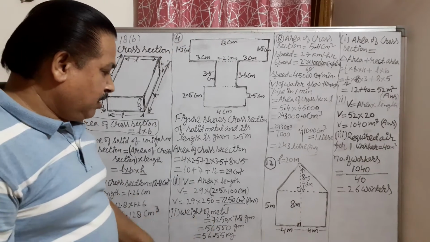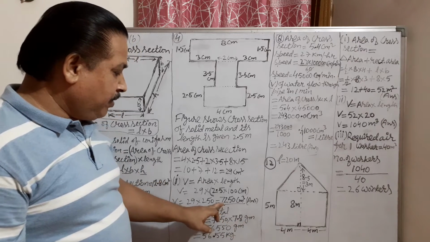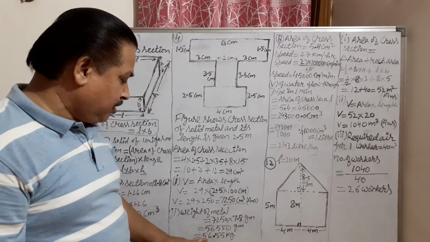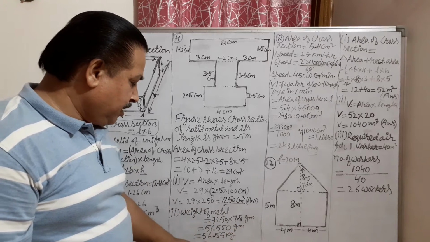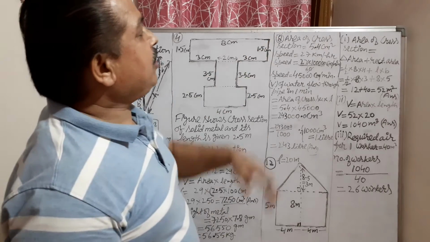Now find the weight. 1 centimeter cube weight is given as 7.8 gram. So what will be the weight of 7250 centimeter cube? Multiply. This is the answer, 56.55 kg. Now see question number 8.